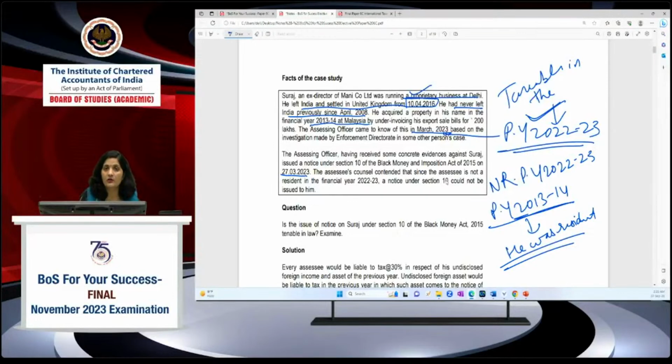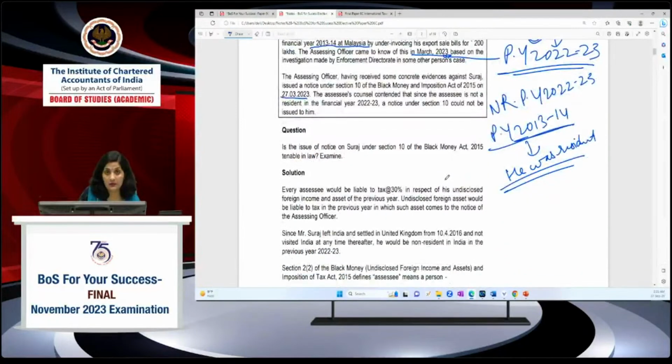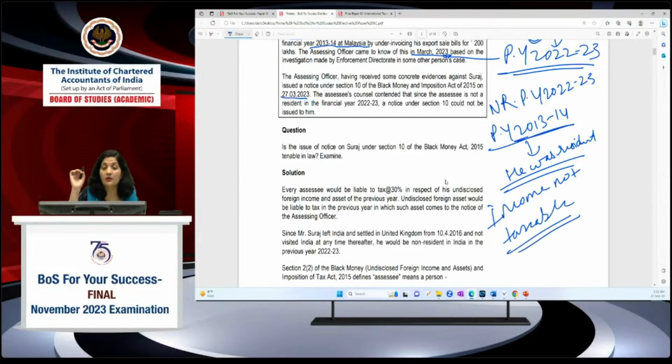Suppose some income was being not taxed in India, which became undisclosed. Okay? And he has the foreign income which is taxable in India, but it was undisclosed, it became untaxed during the previous year 13-14. Will it become taxable? See, income के case में it will not become taxable. Why? Because effective assessment year 16-17 से black money law तब था ही नहीं. But undisclosed asset क्यों हुआ? Because it is taxable in the year in which it comes to the notice of the assessing officer.